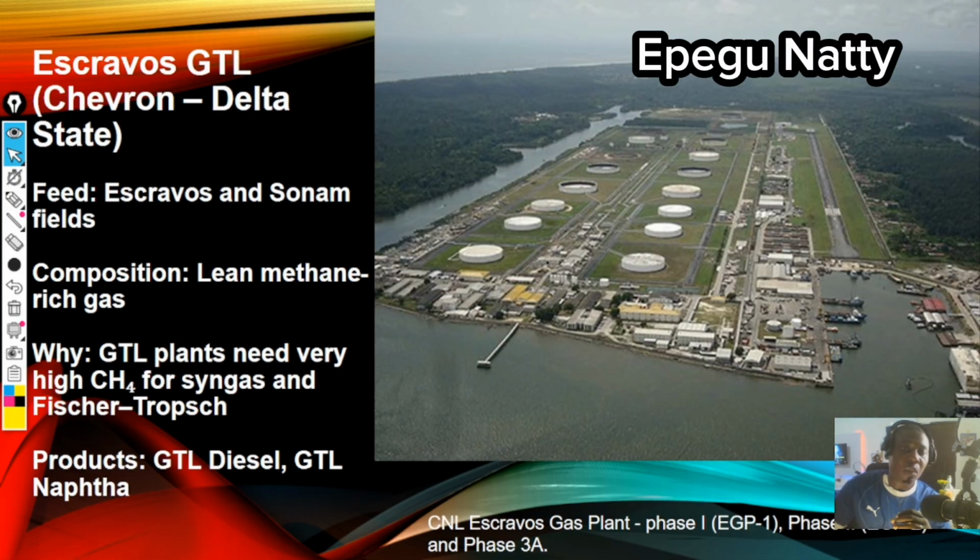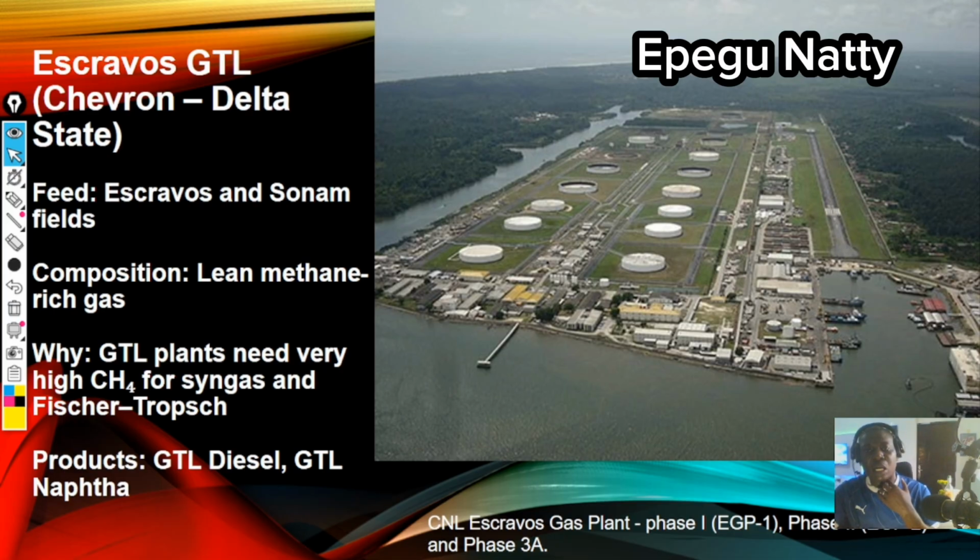So this facility actually helps to convert these lean gases to what you call GTL, diesel, or naphtha, right? Now what it does is it uses a process called the Fischer-Tropsch technology to convert the gas to syngas, then from syngas, by bonding smaller hydrocarbons into longer chains, we get diesel and then naphtha. So that's our product, diesel and naphtha, for this gas.